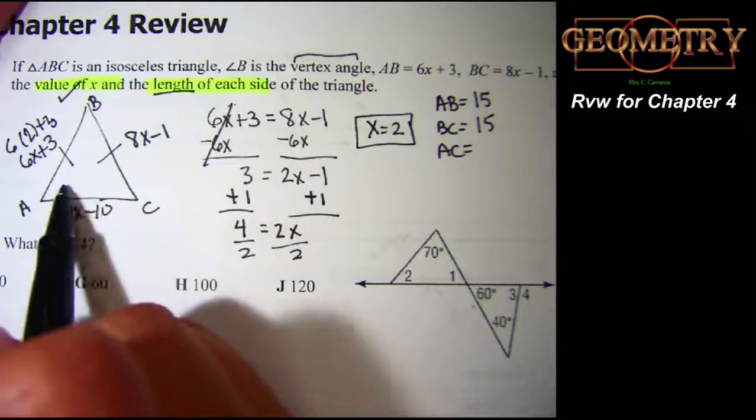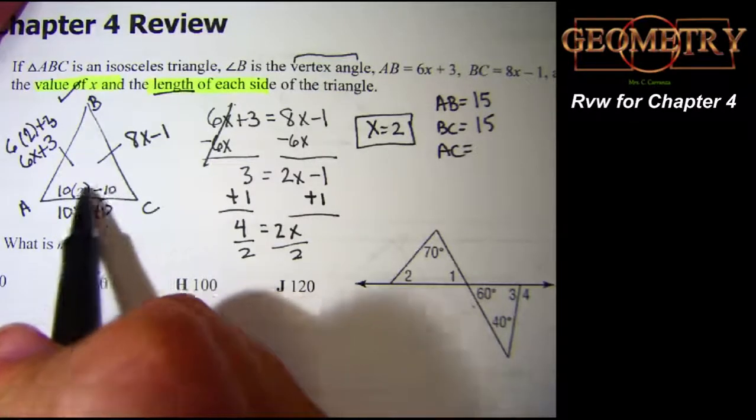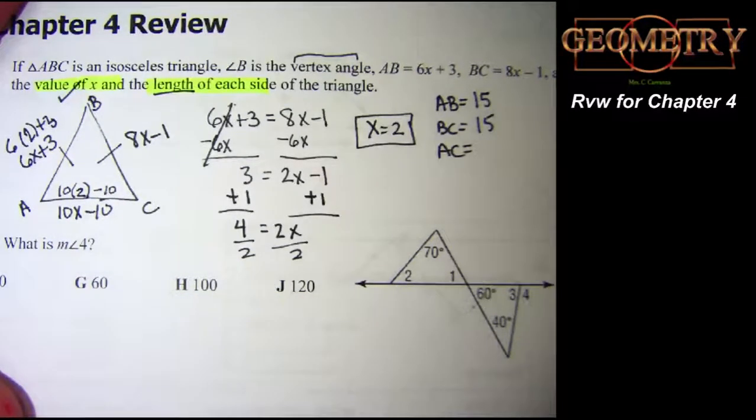Looking at AC, I'm going to go ahead and substitute everywhere I see an x. I'm going to write a 2, and now I have 10 times 2 minus 10, which is 10. Because 10 times 2 is 20, 20 minus 10 is 10.